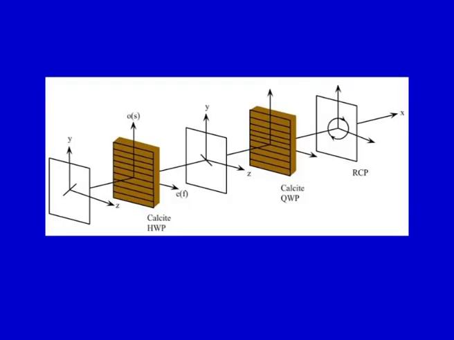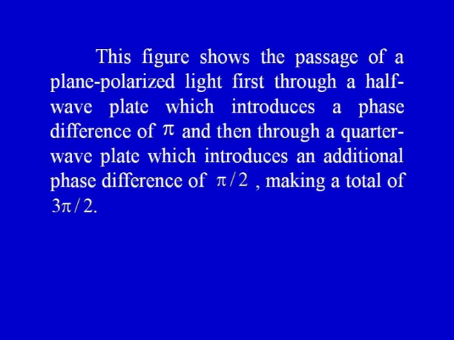Incident light plane polarized at an angle of 45 degrees passes through a half wave plate, the phase difference becomes 135 degrees, passes through a quarter wave plate which introduces another phase difference of pi by 2, and the result is that the light is right circularly polarized. So, this is what this figure shows: passage of plane polarized light first through a half wave plate, which, as I said, introduces a phase difference of pi, and then through a quarter wave plate which introduces an additional phase difference of pi by 2, making a total of 3 pi by 2.